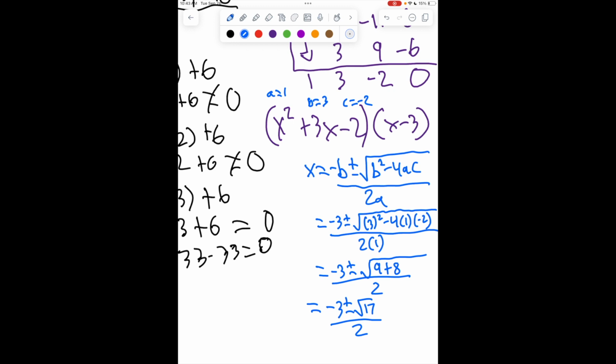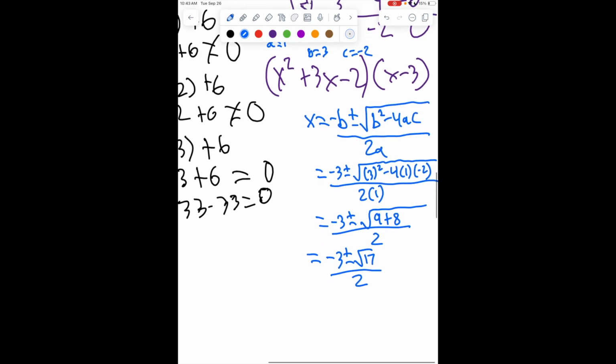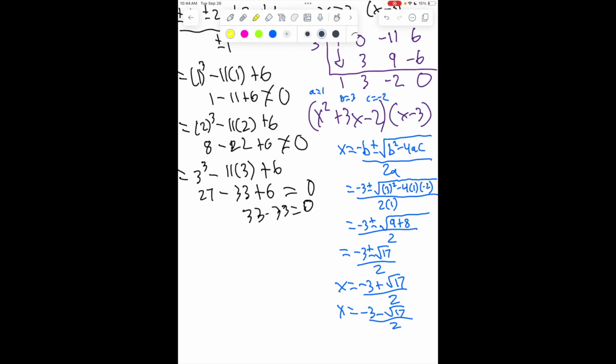So I'm going to say that x equals negative 3 plus square root 17 over 2, and x equals negative 3 minus square root 17 over 2. So my final answer for my roots are negative 3 plus square root 17 over 2, negative 3 minus square root 17 over 2, and x equals negative 3. Those are my three answers.